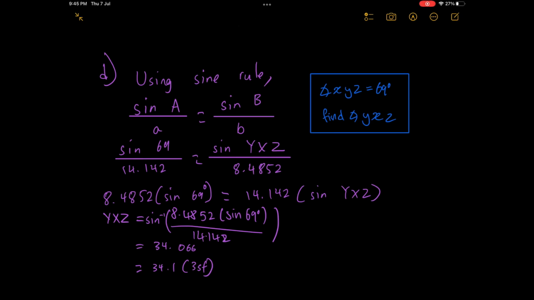For question D, we use the sine rule, which is sine A over a is equal to sine B over b. And we substitute in the values of sine A, sine B, a and b, which is sine 69 over 14.142 is equal to sine YXZ over 8.4852. By simplifying the equation, we can find out that YXZ is equal to 34.1, rounded off to 3 SF. 34.1 degrees.